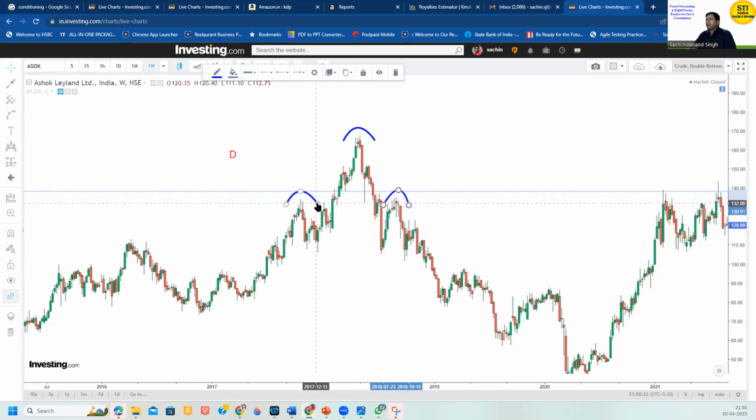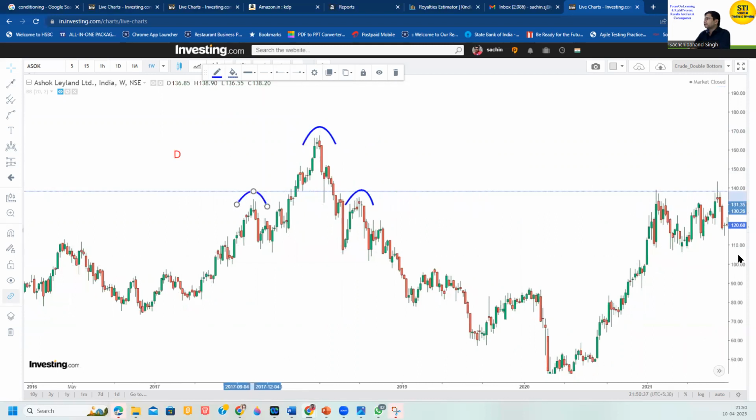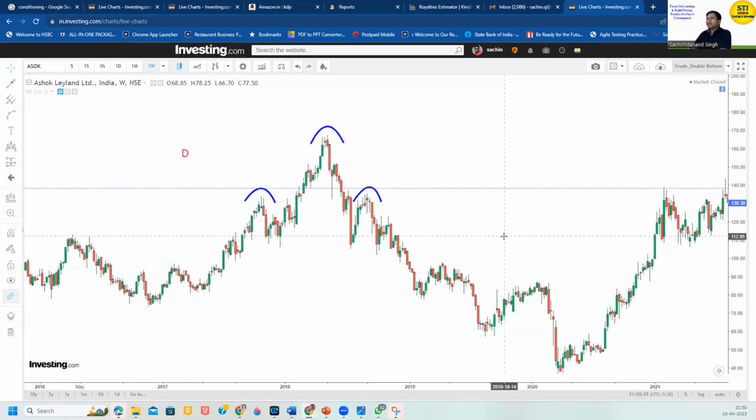So if anybody has any doubt or any clarification, because most of you, I believe, are seeing this kind of formation or chart for the first time, there is a possibility of confusion. So does anybody have any question?